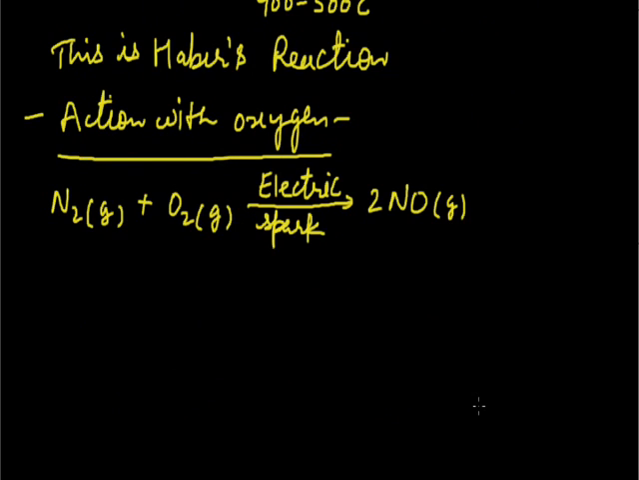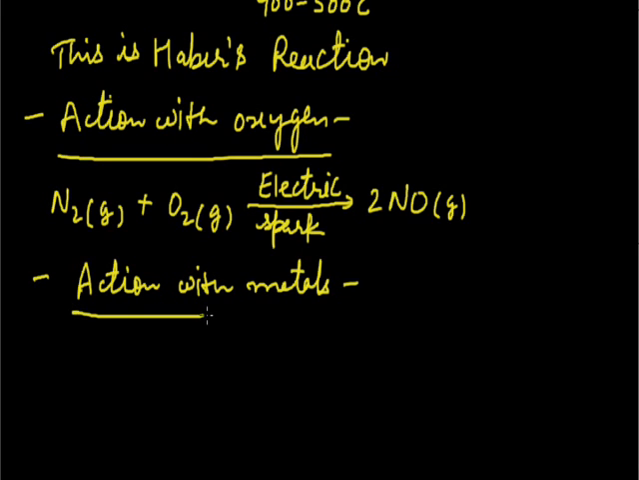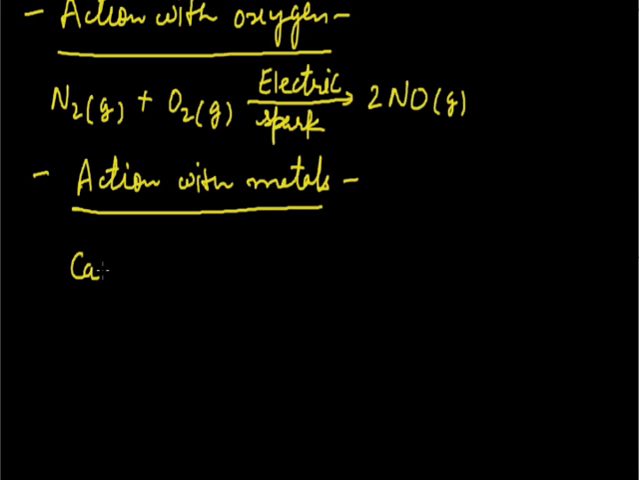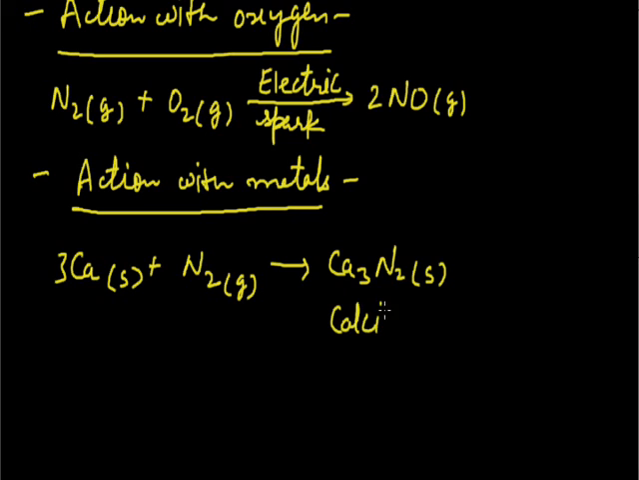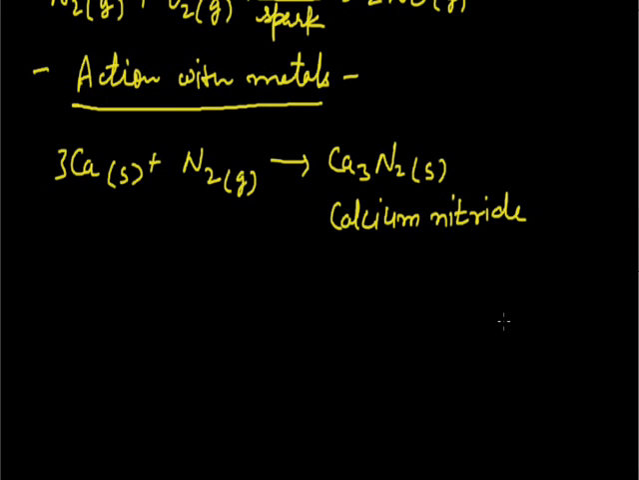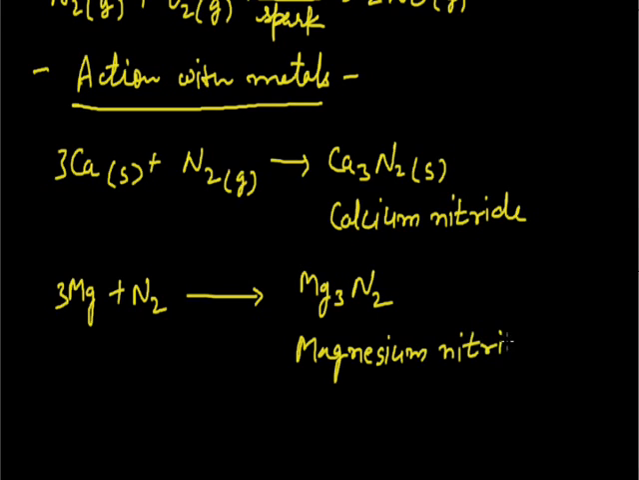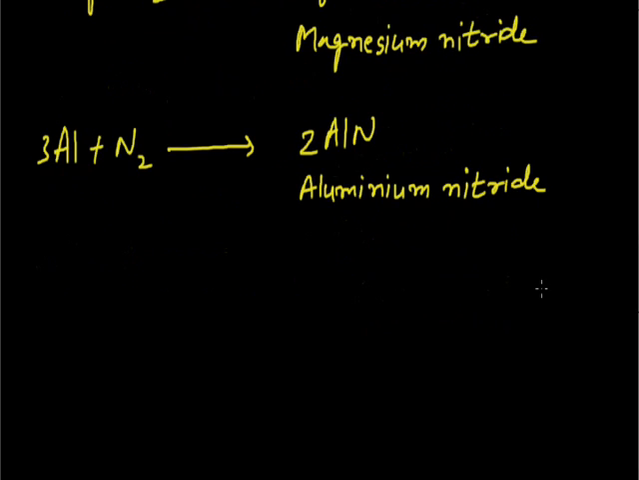The next chemical reaction is the reaction of nitrogen with metals. A metal like calcium reacts with nitrogen to form a nitride, calcium nitride. Similarly, other metals like magnesium and aluminium also burn in an atmosphere of nitrogen to form their respective nitrides. These were some important chemical properties of nitrogen.